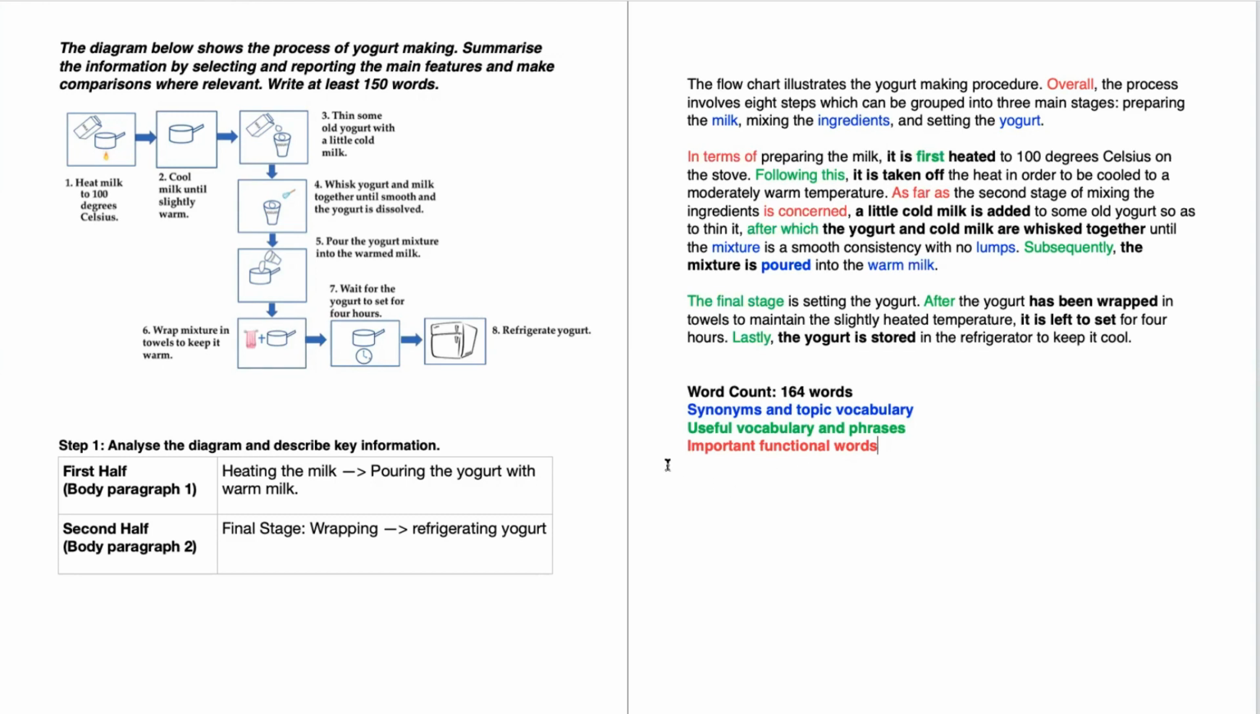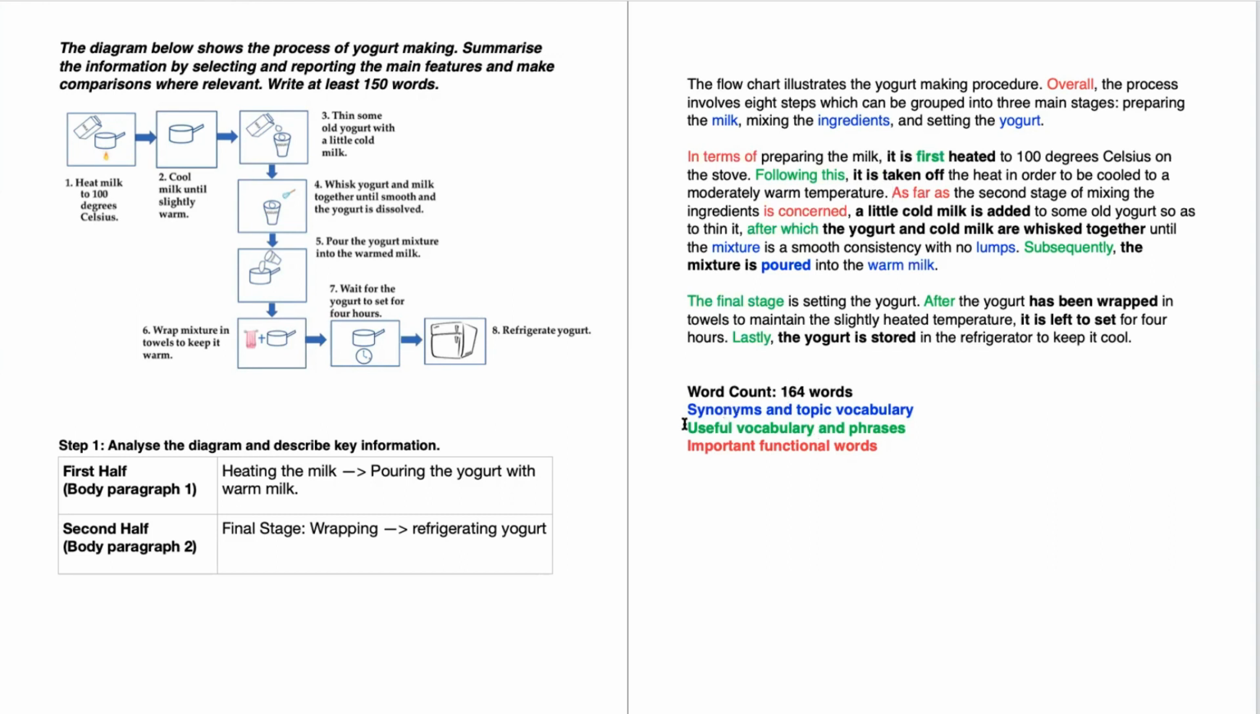Let's take a look at the red, important functional words. This sets the stage and makes everything a bit logical. So when we're talking about the whole process, we see overall. Then in terms of something, so we talked about in terms of preparing the milk. This is quite specific because we're talking only about preparing the milk. Then this is a great formula. As far as, and then we have something, is concerned. So we would put a noun here. So as far as the second stage is concerned, and then we talk about it with some detail. These are just great to be specific, give examples, and make the essay just move along.